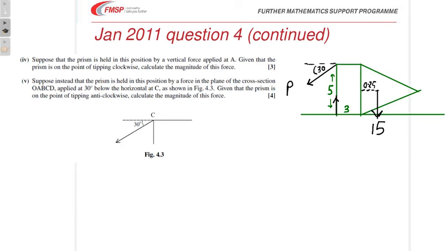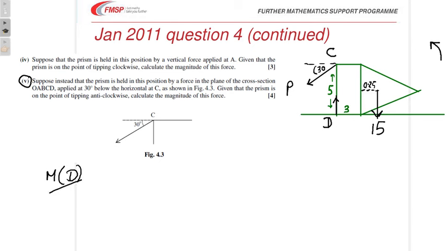This time, for part 5, they want a force applied here at the point C, as shown. We've still got the weight of the prism at 15 at 0.25, and we want to find the magnitude of the force if it's on the point of tipping anti-clockwise, in other words, tipping that way. So it must be going to tip about this point D here. Right, moments about D then.